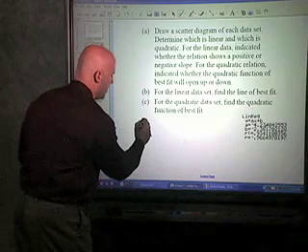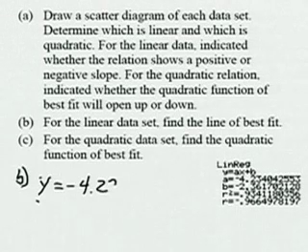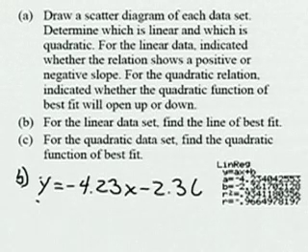So for part B, where we're asked to find the line of best fit for our linear data, you can see that our line of best fit will be y equals negative 4.23x minus 2.36.